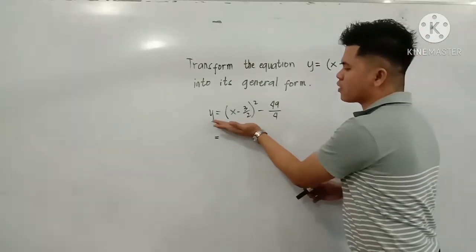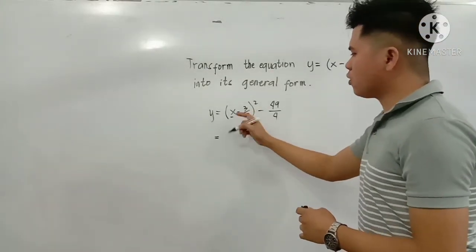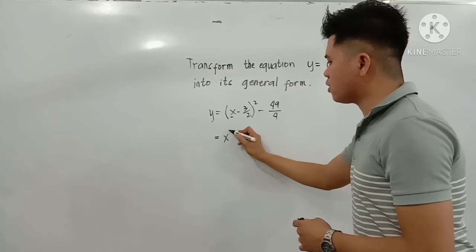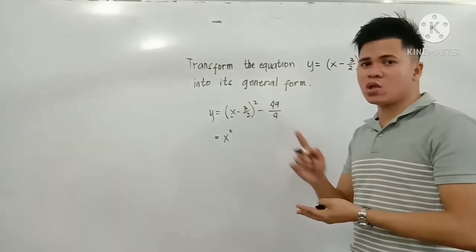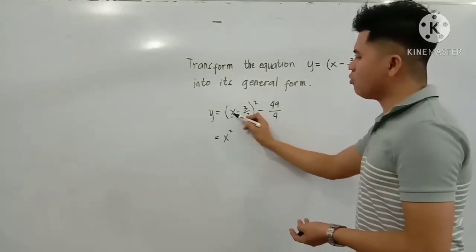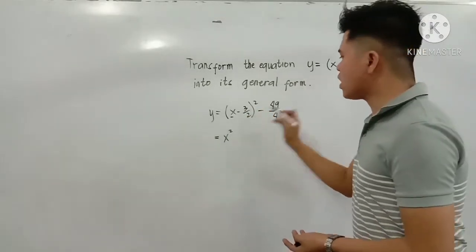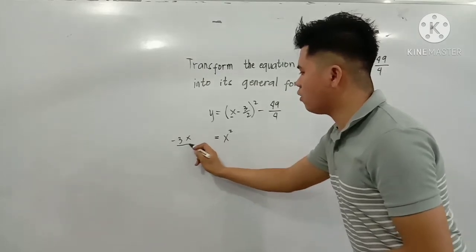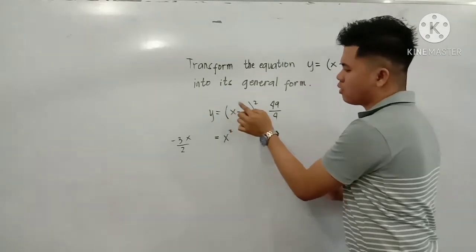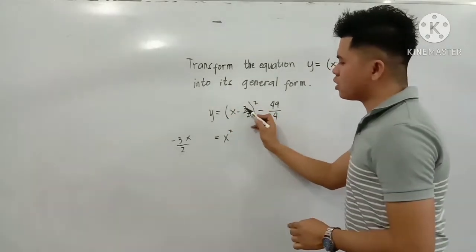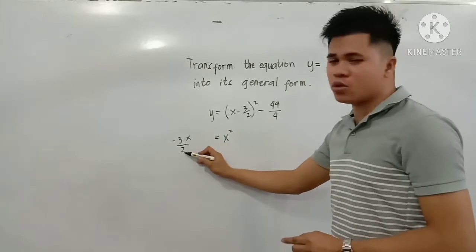To make this into a perfect square trinomial, or to expand this one, simply square the first term. So x squared is simply x squared. Then for the middle term, just multiply all the terms including the exponent. So, x times negative 3 over 2 is simply negative 3x over 2. This one, we multiply negative 3 over 2 times x. So, just multiply the numerator negative 3 to the variable x. So, negative 3 times x is negative 3x and copy the denominator 2.